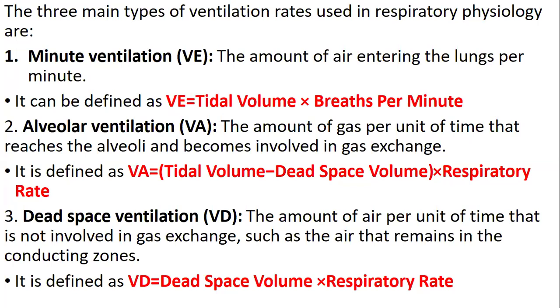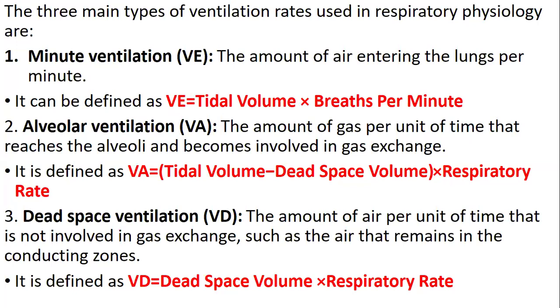The second one is alveolar ventilation, which is the amount of air per unit of time that reaches the alveoli and becomes involved in gaseous exchange. It is defined as VA is equal to tidal volume minus dead space, multiplied by respiratory rate.